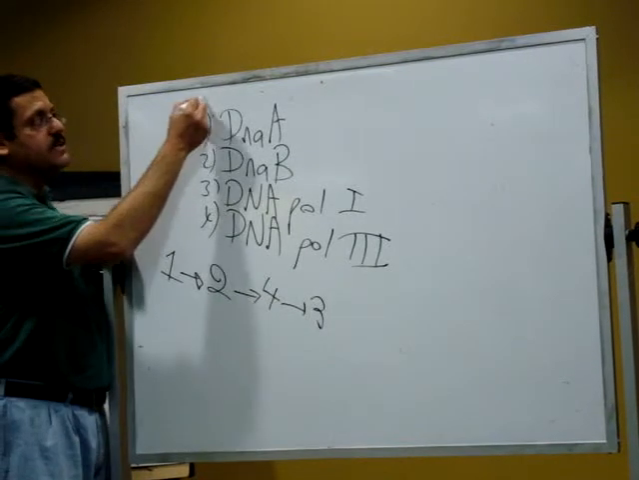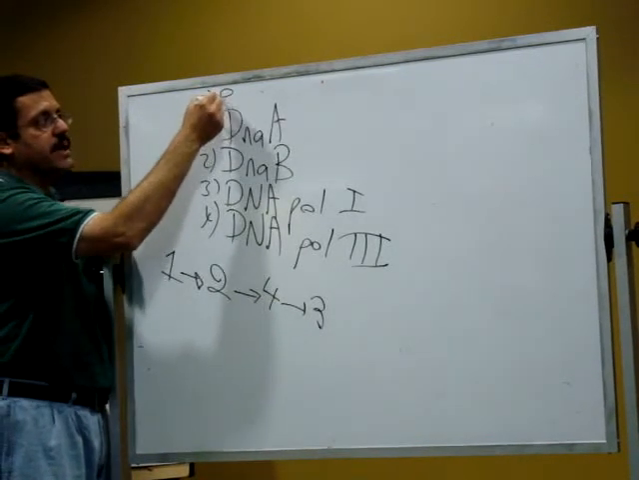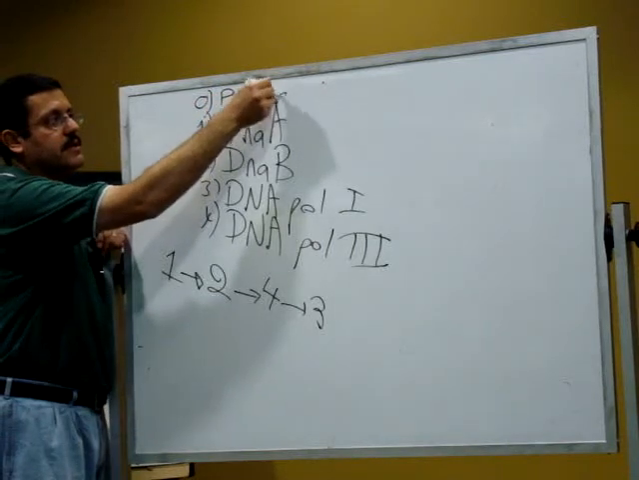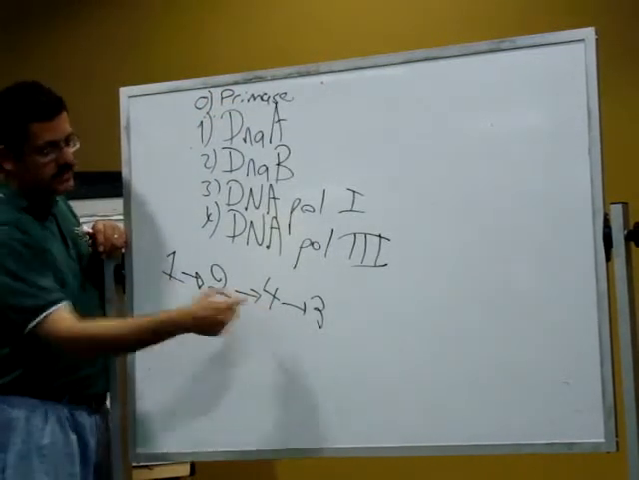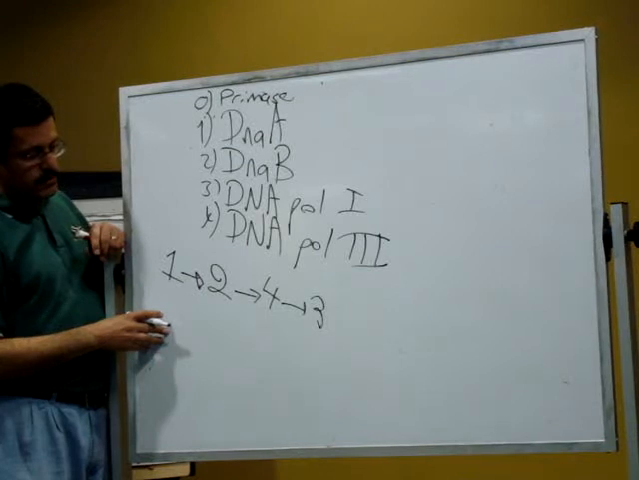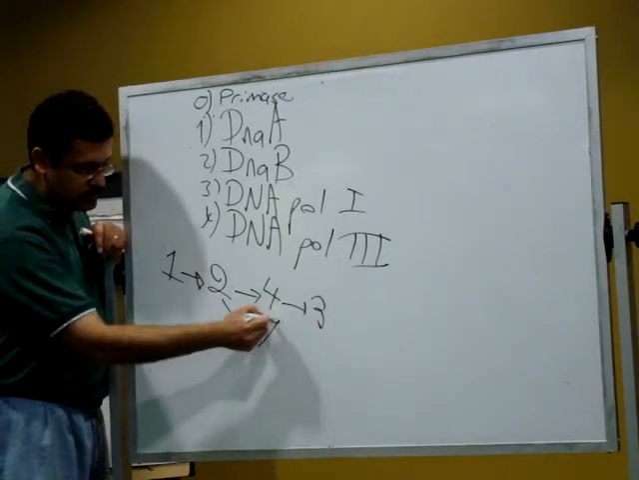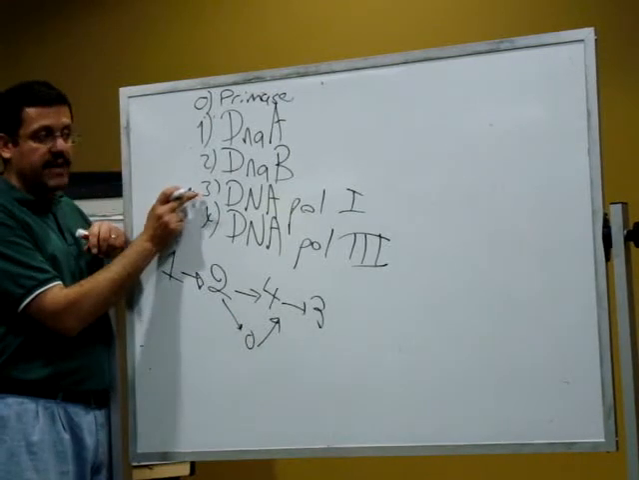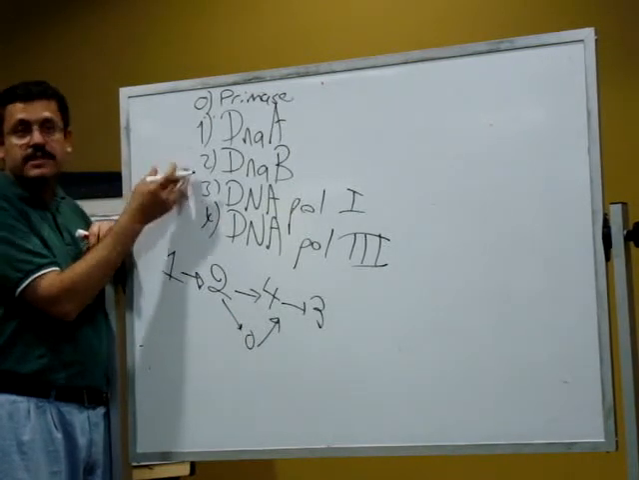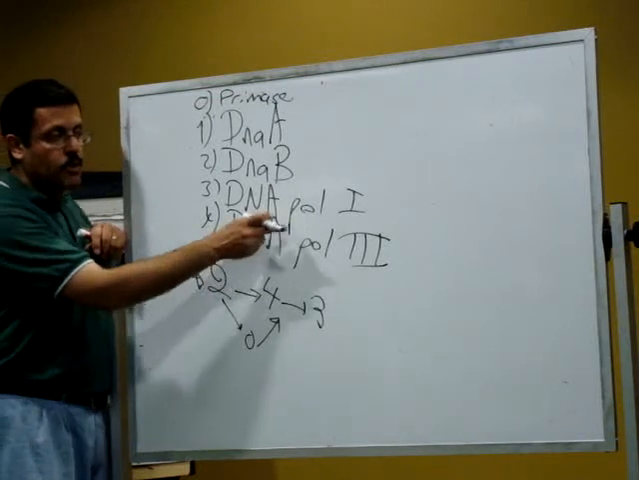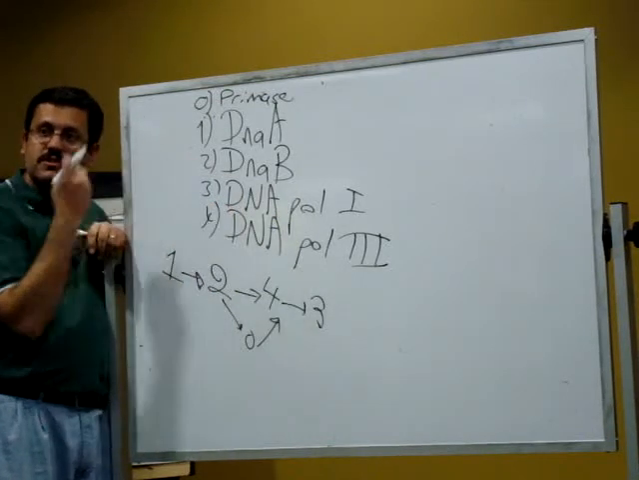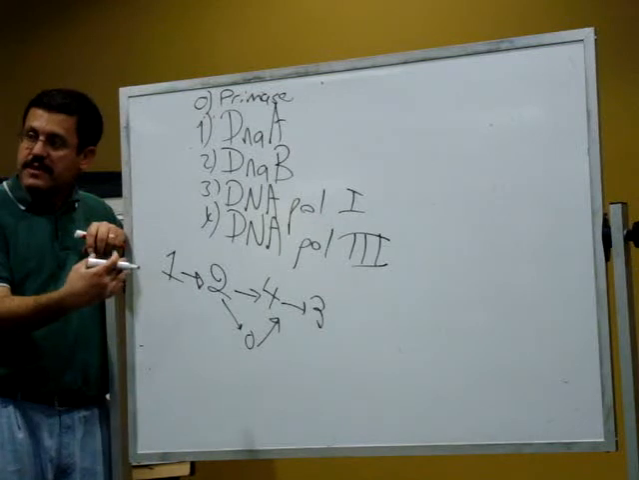So if I added a 0, which is primase, where would primase fit here? It will be after 2, because you can't have a polymerase working without a primase. It needs to have a primer. What does pol 1 do? Removes the primer, replaces it with DNA.